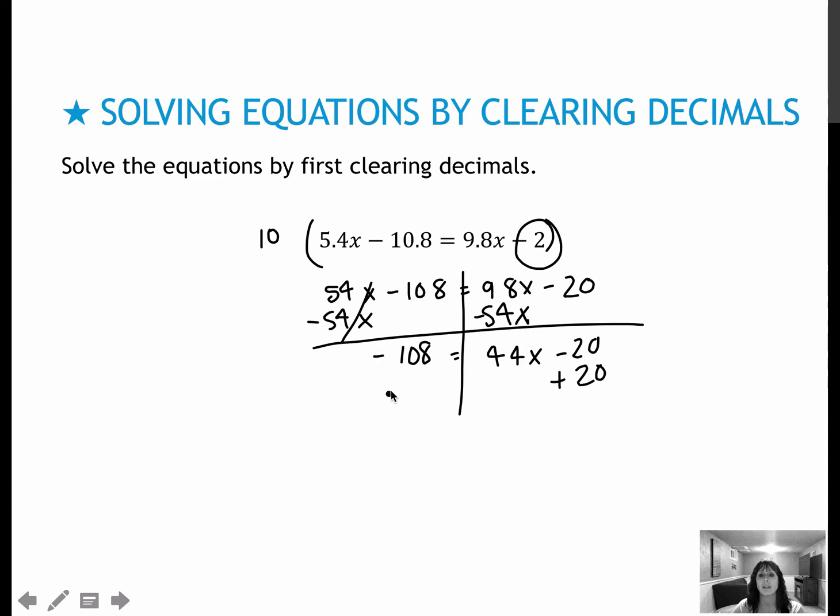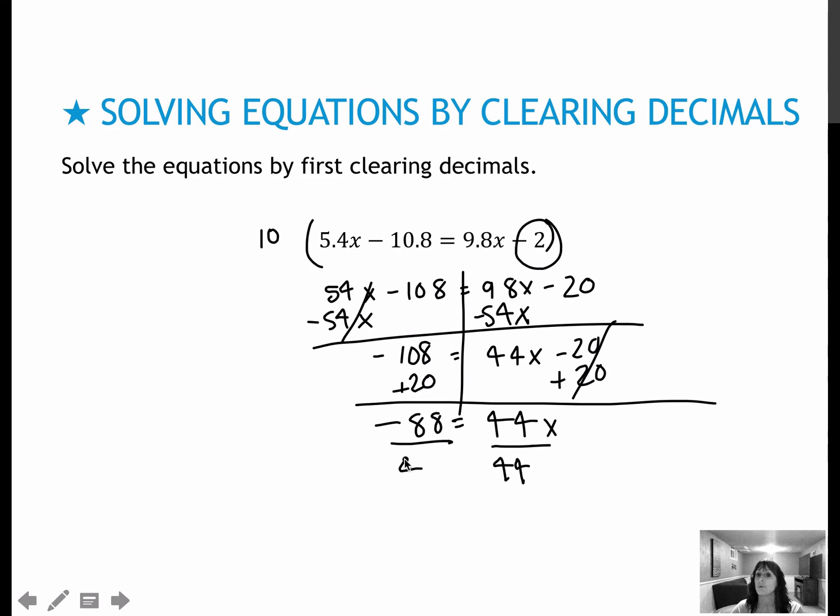I add the 20 to each side. Just like we had before, this is a negative plus a positive. Different signs, I find the difference. The difference is 88, but it's negative. So negative 88 equals 44x. Divide by 44, not 44x, but 44, and I get negative 2 as my answer, which is the same answer we had before.